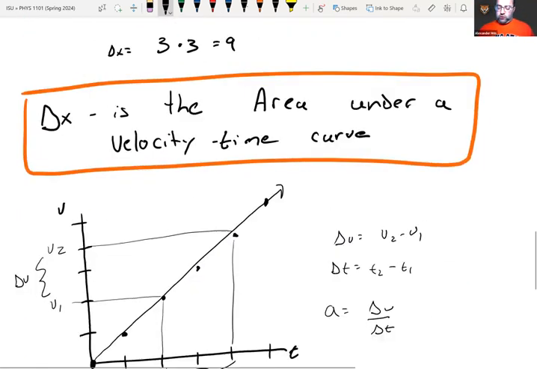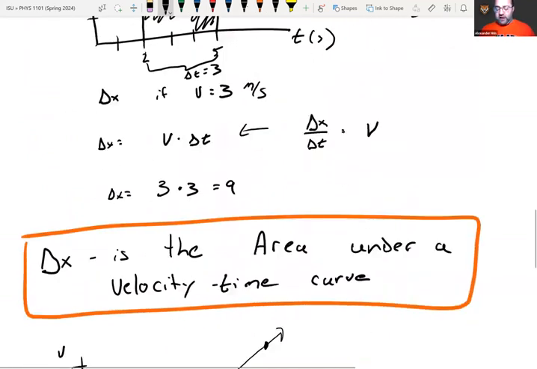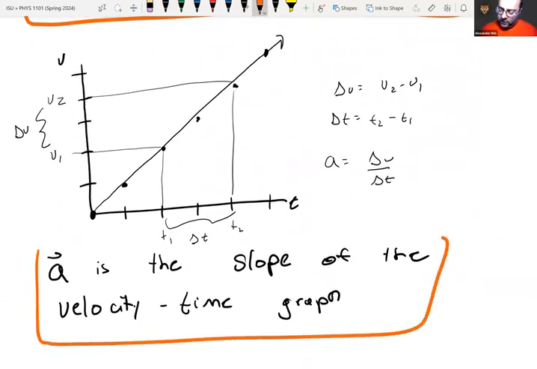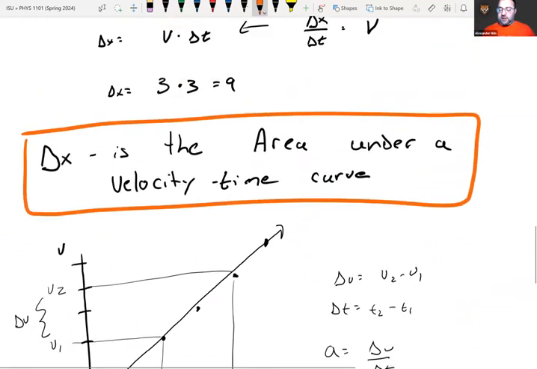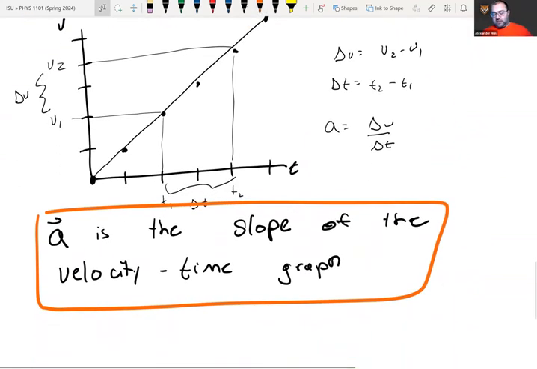So these two ideas, and I'll box this in orange as well: the area under the curve is the displacement, and the slope of the graph is the acceleration. This is what makes the velocity time graphs very useful tools.